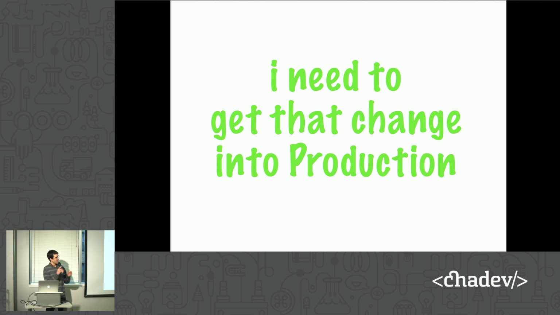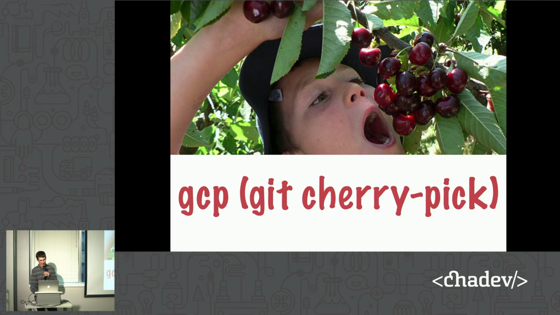What I'm saying here is that commit right there contained all of the changes necessary to fix a particular issue. Here's an issue, one commit, one issue. I want to get that change into production. How do I do that? Cherry picking, yes. Git cherry pick is amazing.